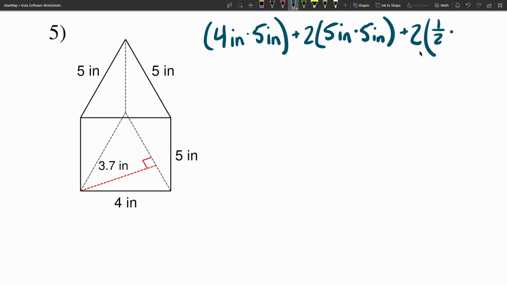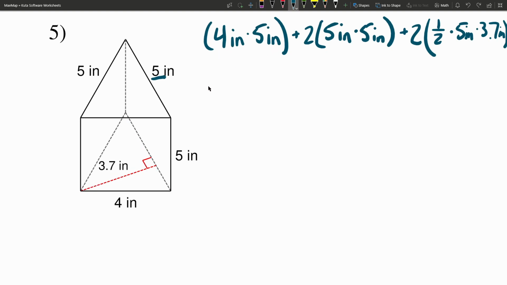So we have 1/2 times our base, which is this length here of 5 inches, and then our height, which is this length here of 3.7 inches. Remember, the base and the height of a triangle are perpendicular, which is given away by this right angle here. So I'm going to have 1/2 times 5 inches times 3.7 inches. And if you confuse which one's your base versus which one's your height, it doesn't matter the order because of the multiplication. So let's go ahead and multiply this out.